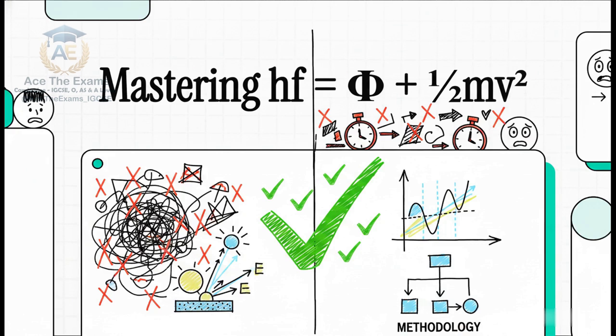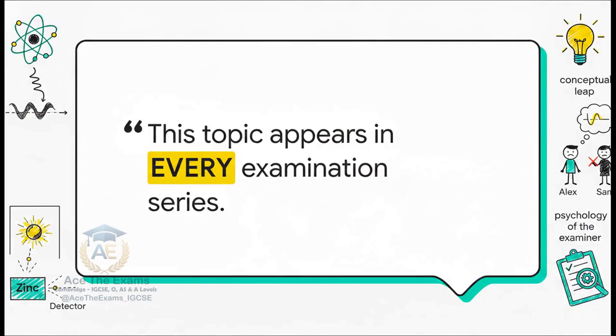Throughout this explainer, we're going to fix Alex and Sam's mistakes. We are going to transform those painful red crosses into beautiful green check marks, and I am going to hand you the exact step-by-step blueprint to make sure you never make these critical errors in your own examinations. We're going to deconstruct the exact physics, the exact strategy, and the exact mindset you need to absolutely dominate this topic.